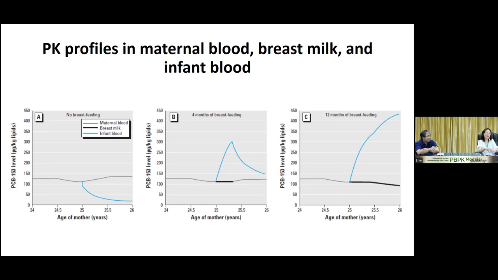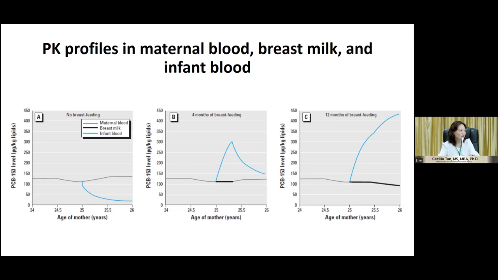Okay, so we already looked at the mother's blood. We know that if they breastfeed or give birth, it's a good way to get rid of the chemical. Let's look at the baby. The assumption is that the baby is born when the mother is 25 years old, so that's why you see the blue line starting at 25 years old for the mom.